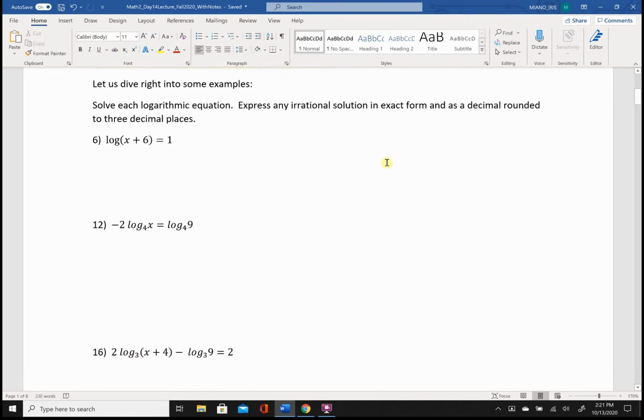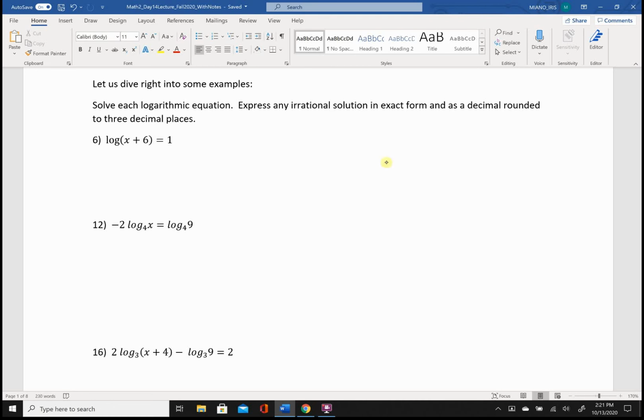So the first one, you'll notice that's number 6 out of the textbook. We're going to solve a logarithmic equation. If there's any irrational solution, we're going to give it in its exact form and also as a decimal to 2 or 3 decimal places. Okay, so here we go.